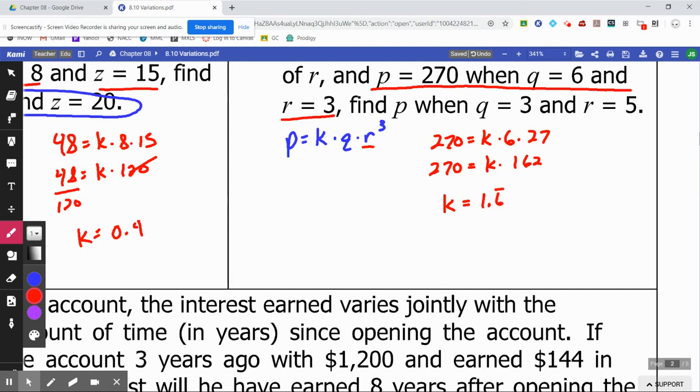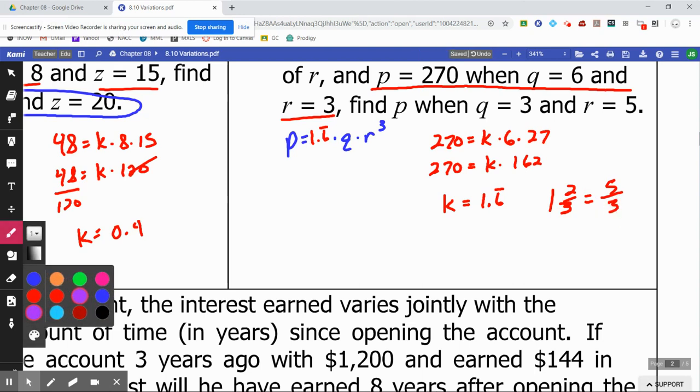So it's just a little bit uglier to plug in. However, up here, instead of rewriting the whole thing, you could just plug in 1.6 repeating there. Now that would be 1 2/3. So if you'd rather plug in 1 2/3, you could write that as 5/3 as a fraction. That'd be a little bit cleaner. Then it's going to ask us for this scenario.